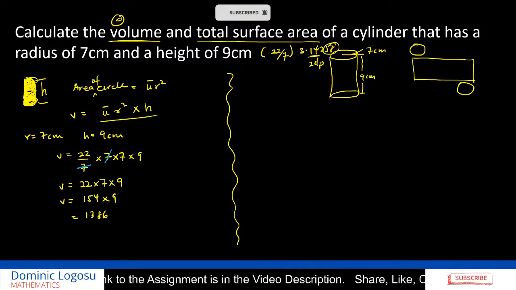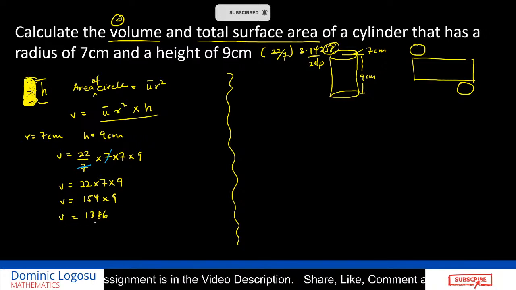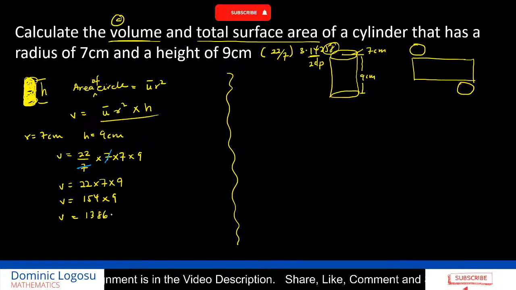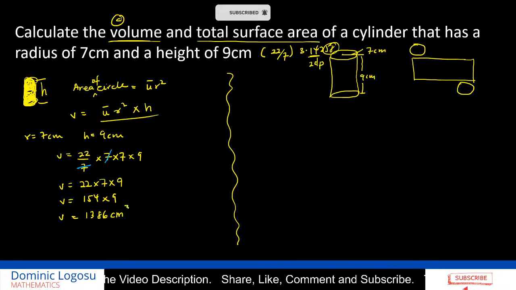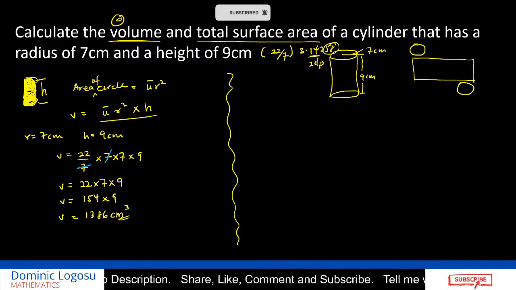So 22 times 7 should give us 154 times 9. And 154 times 9 should give us 1386. Okay, so Oracle, you made a mistake with that. So it's actually 1386 centimeter cube. 1386 centimeter cube is the answer.